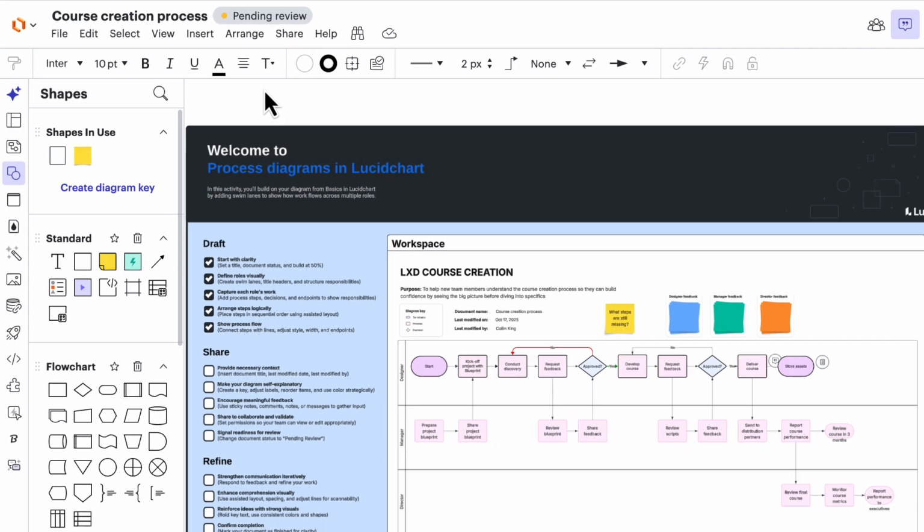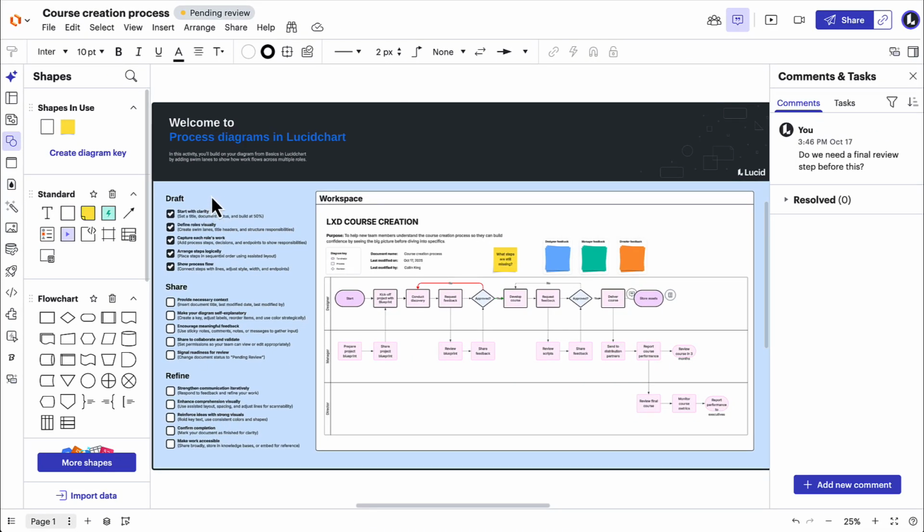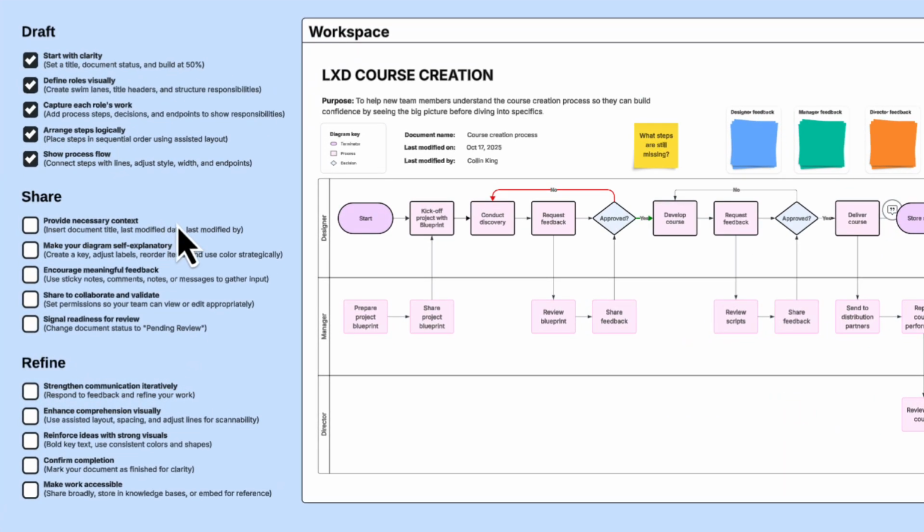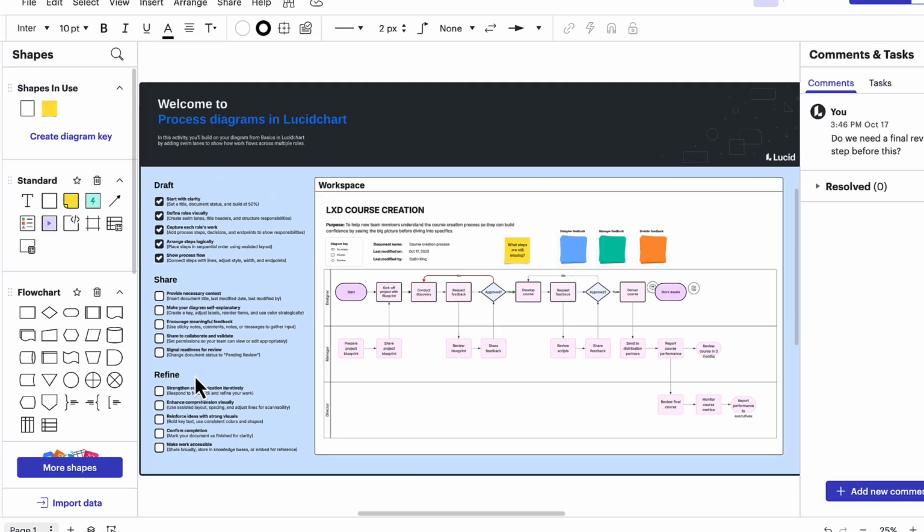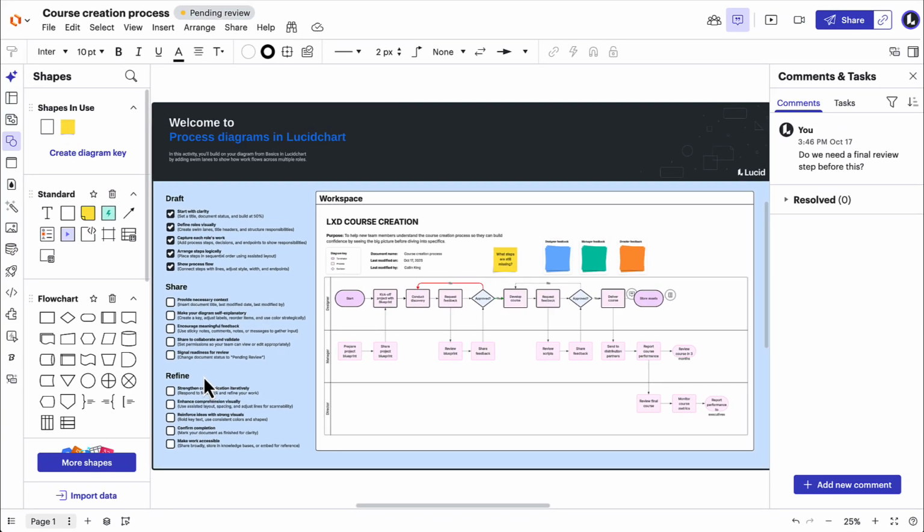And that's it. We've taken our process diagram from draft to shareable. By preparing the diagram clearly, adding a key, and guiding reviewers with the right tools and a clear call to action, we've set ourselves up for a successful refine stage. Next, we'll take all that feedback and polish the process so that it's clear, actionable, and ready for the entire team. I'll see you there.